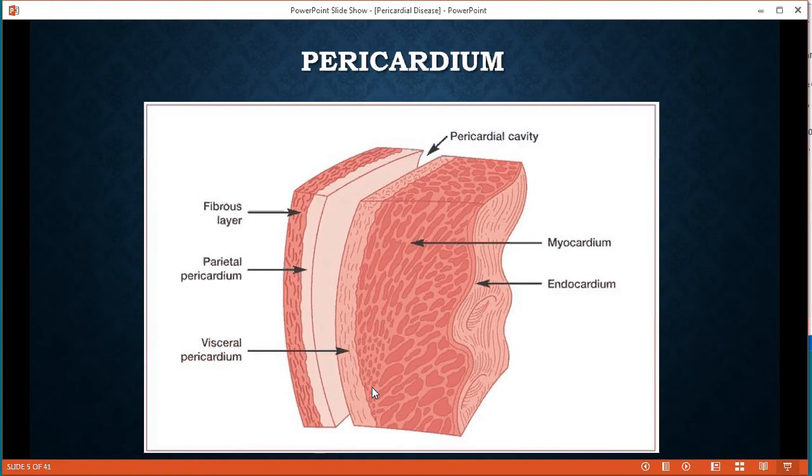This is just another cross-section, animated type of picture, where in the inner part you have the myocardial muscle, you have the endocardium, and then the outer epicardium. And then as you get to this layer here, this is the inner visceral layer of the pericardium. You have the space in between, what we call the pericardial cavity, where you have the pericardial fluid. And then you have the outer fibrous layer that is a tougher layer.